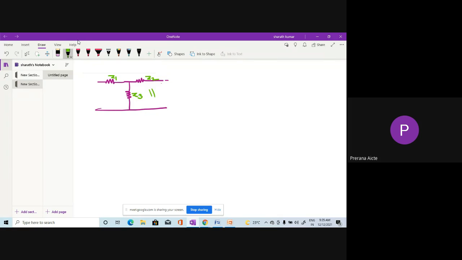We have a load here. The name of that load is Zi1. If you look from port 2, you get the image impedance Zi2. So the Zi2 value is found in a similar way: Zi2 is equal to Z2 plus the combination of Z3 in parallel with Z1 plus Zi1. Hope you understand.